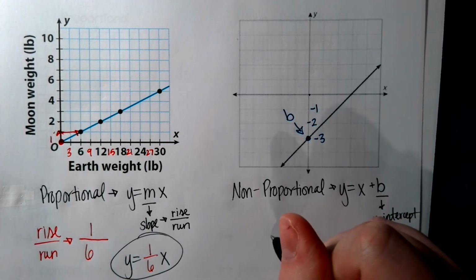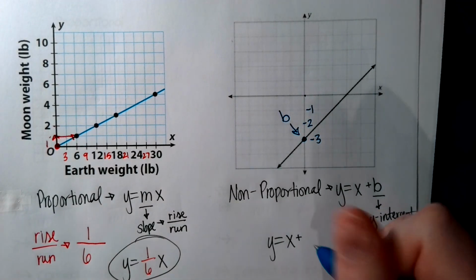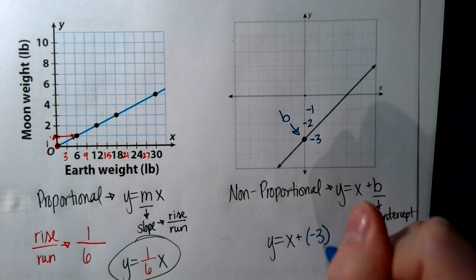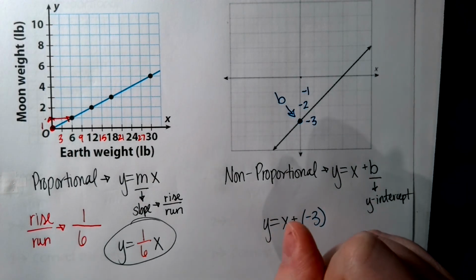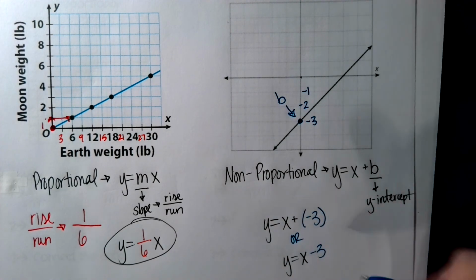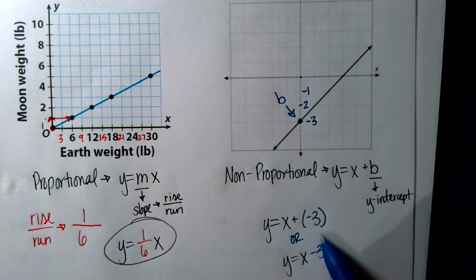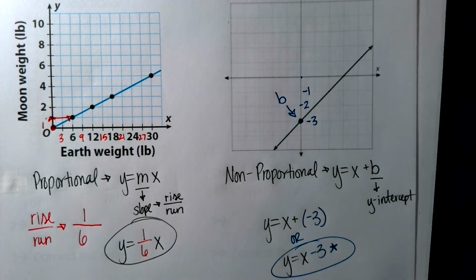I'm going to have y equals x plus -3. Or the way that you would usually see it written in a textbook would be y equals x minus 3. They both mean the same thing, but this is what you would see on a test, in a textbook, how you'd see it written in real life.